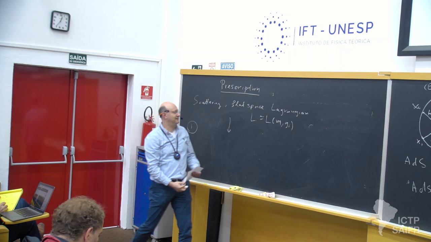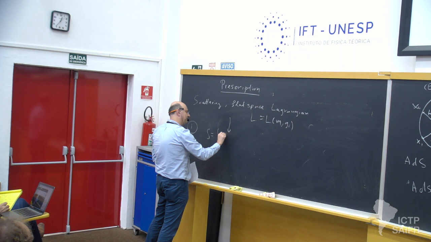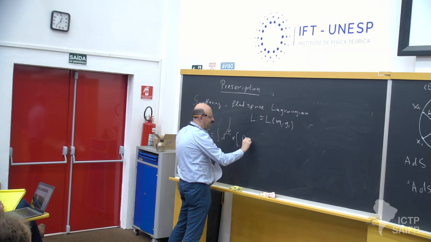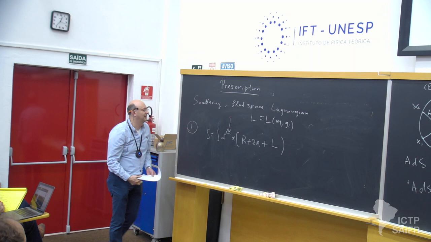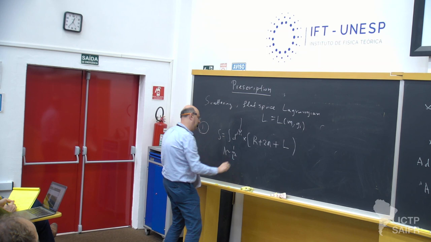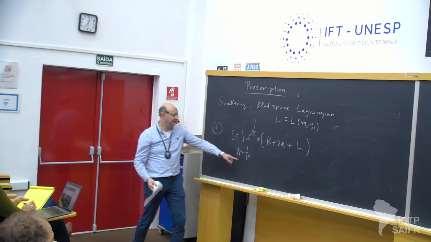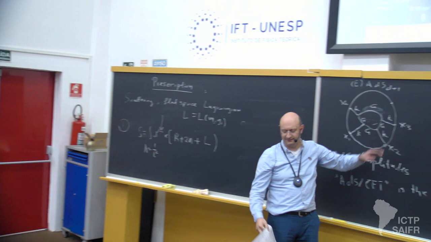is to just take the same Lagrangian, but now in AdS, where lambda is the curvature and depends on the AdS scale in this fashion. So now we can compute in AdS, like here. And then we want to understand how to take the flat space limit.